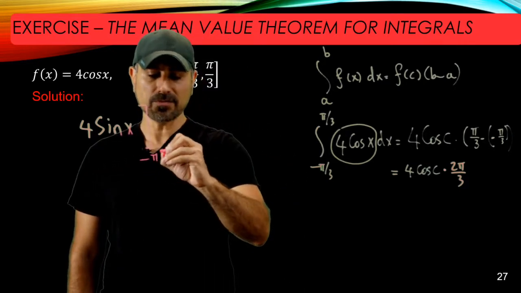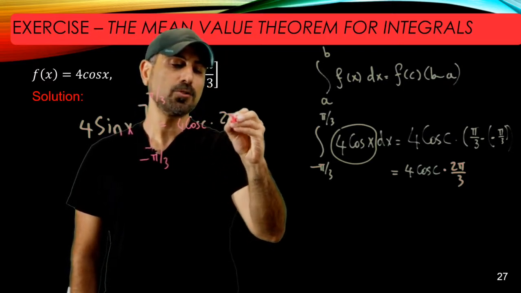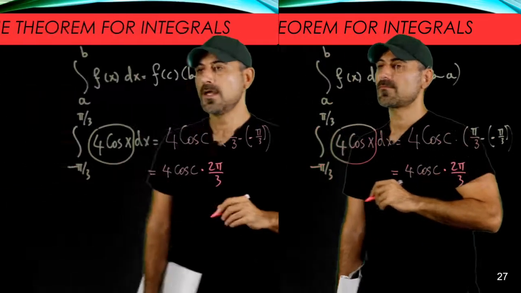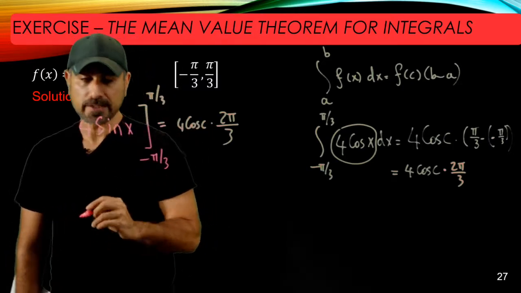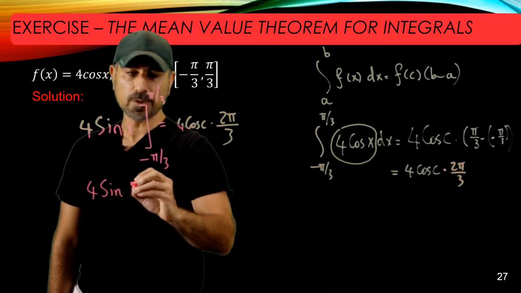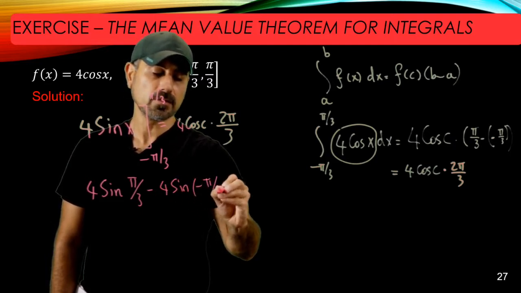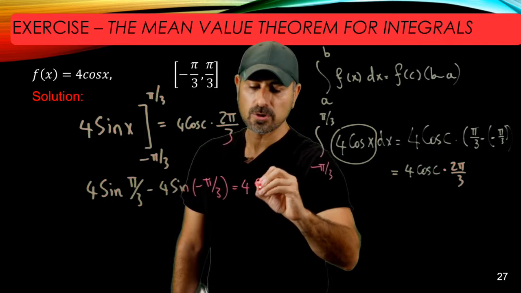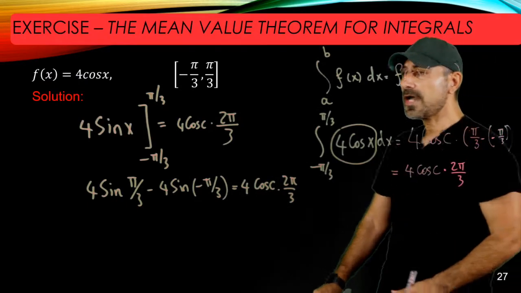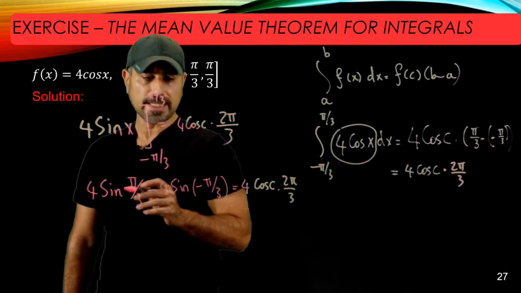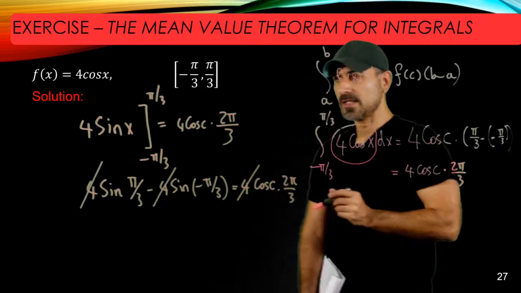So it's from minus pi over 3 to pi over 3, and that has to be equal to 4 times cosine c times 2 pi over 3. This notation means that we evaluate the antiderivative at the upper limit and the lower limit and subtract them. So I have 4 times sine pi over 3 minus 4 times sine of minus pi over 3, and that should be equal to 4 cosine c times 2 pi over 3. You can go ahead and use your calculators, but before doing that, you may also cancel out the 4s. You can divide both sides of the equation by 4, so you don't need to carry that multiple of 4 along the way.